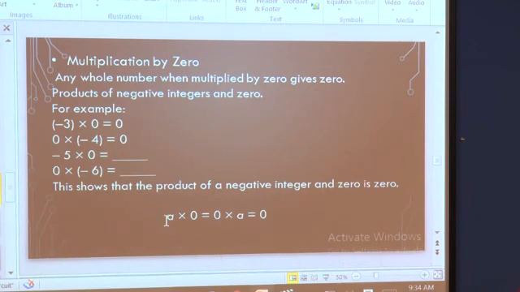So, in short we can remember: A multiplied by 0 is equal to 0 multiplied by A, which is always 0. A may be a negative integer or a positive integer, and the answer will always be 0.